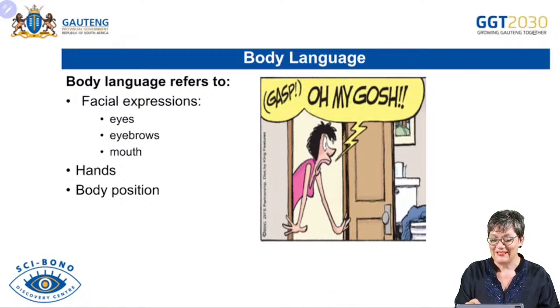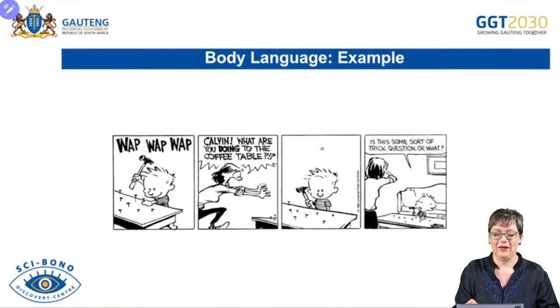We can just look at this lady at her body language. You can see her eyes are really big, eyebrows are up there, mouth is huge, hands are splayed out, body, she's leaning forward. So what does it mean? Let's go through there. Right, here's another example.